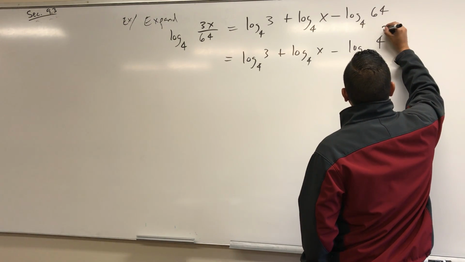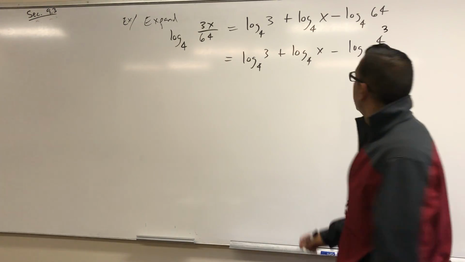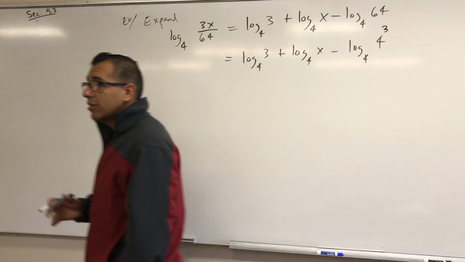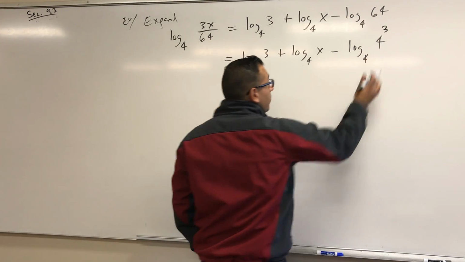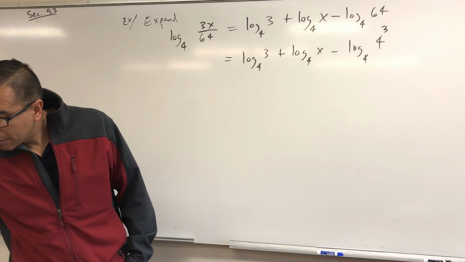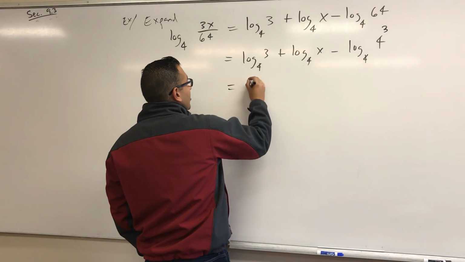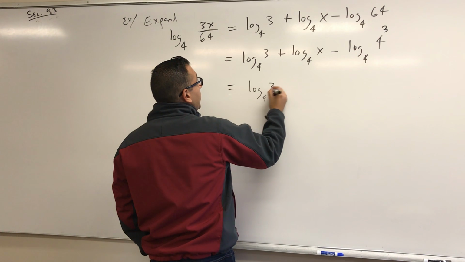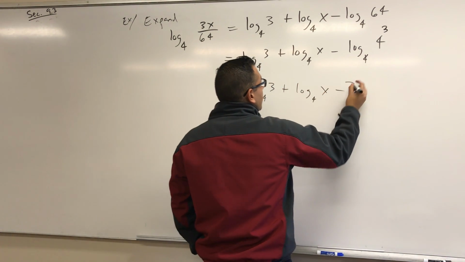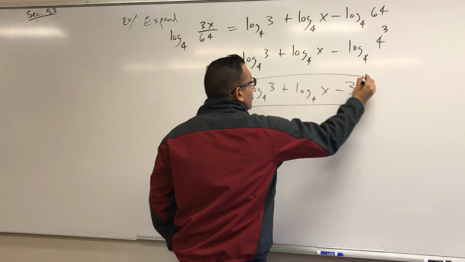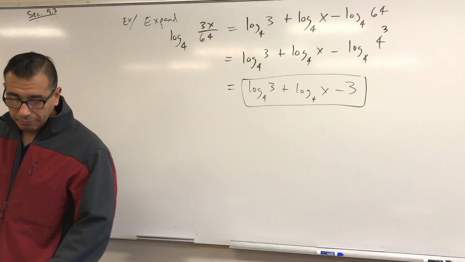To the cube. So 4 cubed, bam. And why did I rewrite it like that? What's about to happen now? Cancel that. It's going to cancel because of our property. That's property number 3 that we copied down earlier. So now, this is just a number. This is log base 4 of 3 plus log base 4 of x minus 3. So right now, we're practicing expanding these logs, making them longer.